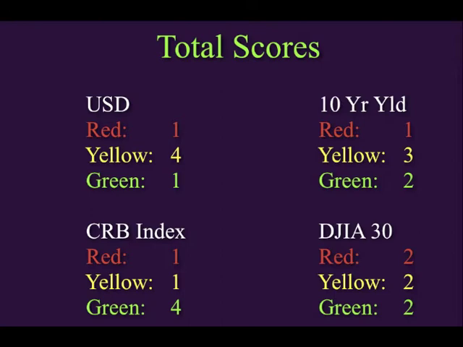And for the week, we see that the commodities came in first place, CRB Index, with 4 green marks, 1 yellow mark, and 1 red mark. And coming in second place this week was the 10-year Treasury yields, where we had 2 green marks, 3 yellow marks, and 1 red mark. Coming in third place this week was the Dow Jones Industrial Average. We had 2 green marks, 2 yellow marks, and 2 red marks. Last place this week, we had the U.S. dollar. We had 1 green mark, 4 yellow marks, and 1 red mark.